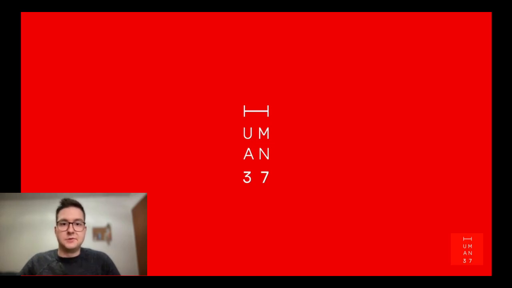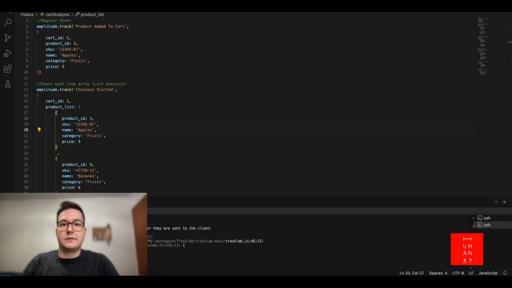The cart analysis is used to send arrays containing multiple items. So when starting the checkout, you can put each product added to the cart within that array and send it in a single event, in our case, a begin checkout. Let us now have a look at the code required to apply this cart analysis feature.